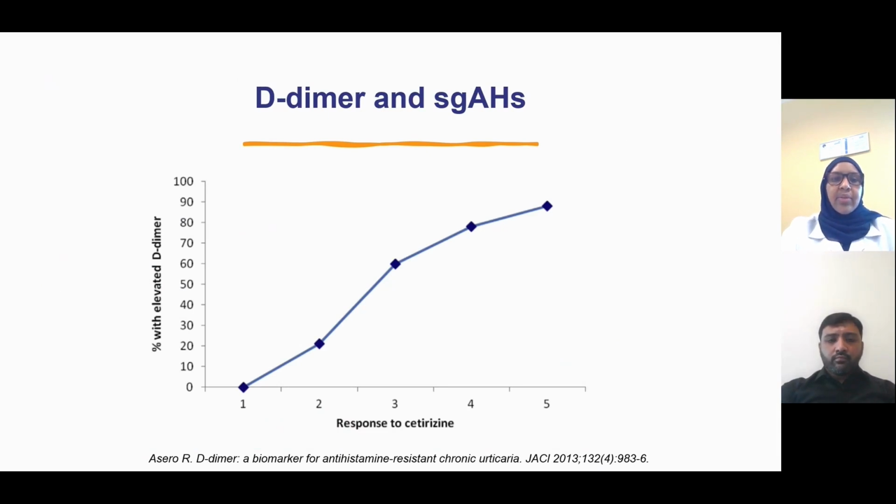Here also, we can see the relationship between D-dimer level and response to second-generation antihistamine, where 1 is a good response and 5 is a poor response. So the higher the D-dimer, the patient will have poor response or no response to second-generation antihistamine.